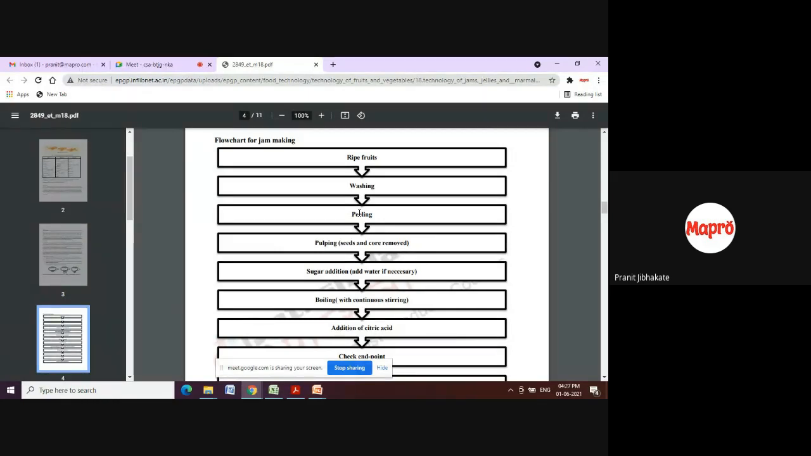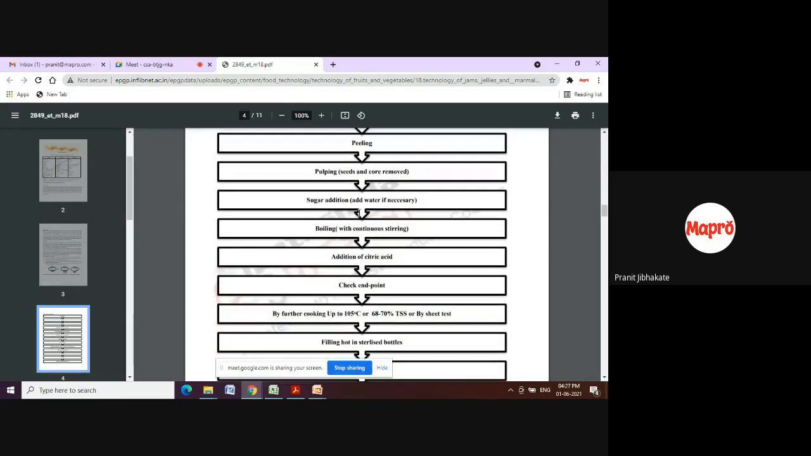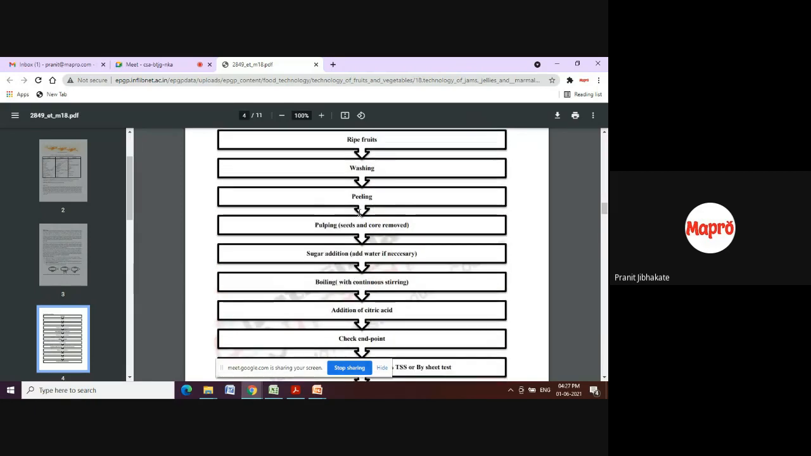You can see ripe fruits, fruit washing, peeling, pulping. In pulping, we remove the seeds and all the extraneous matters. And then sugar addition, boiling, addition of citric acid, check endpoint. So what do you mean by endpoint here? Endpoint would be TSS and the acidity of the product. Okay, here they have not mentioned which fruit.